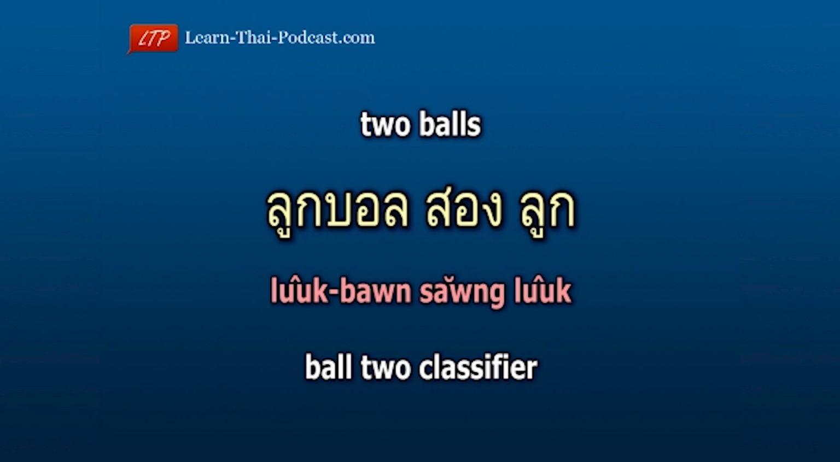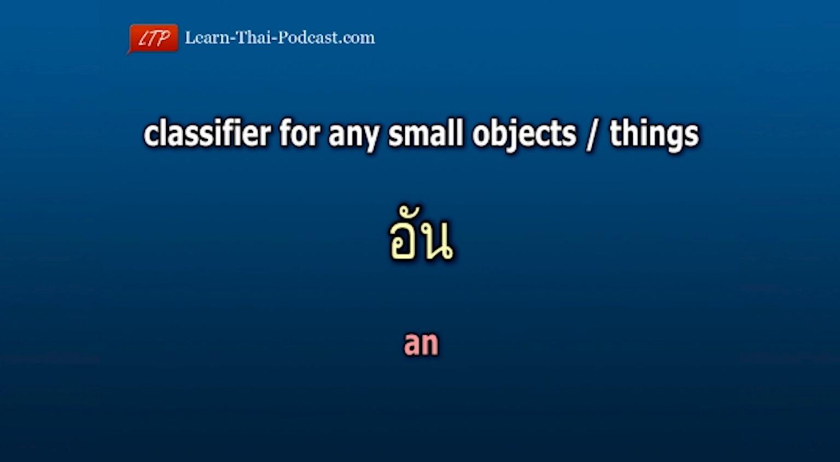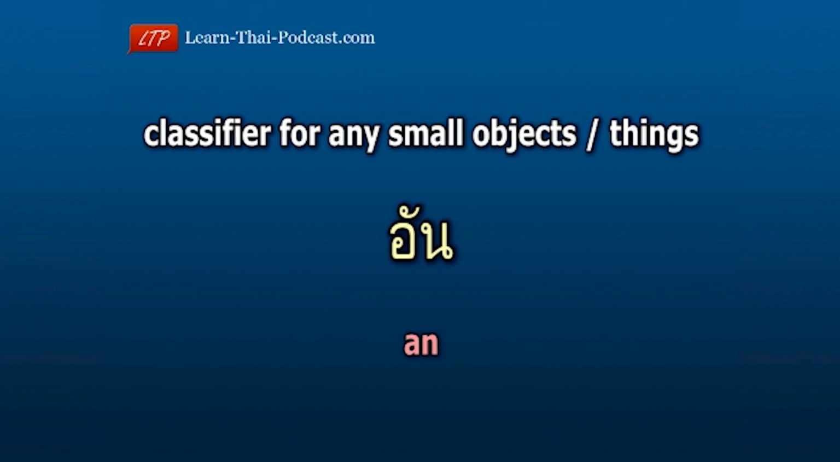There are complete books about the different classifiers, and we just scratched the surface. But there's one classifier that you can use for a lot of different things, and that is the classifier for small objects, which is อัน. So for example, if you forget the right classifier for flowers, ดอกไม้ which is ดอก, you can just use อัน. Again, this applies to pretty much all small objects. So if you stand in a shop and just pick different things wherever, 7-Eleven or something, just stick to อัน and you will be fine.